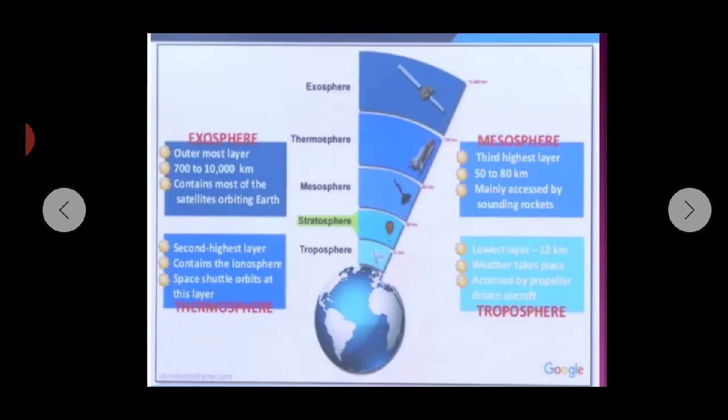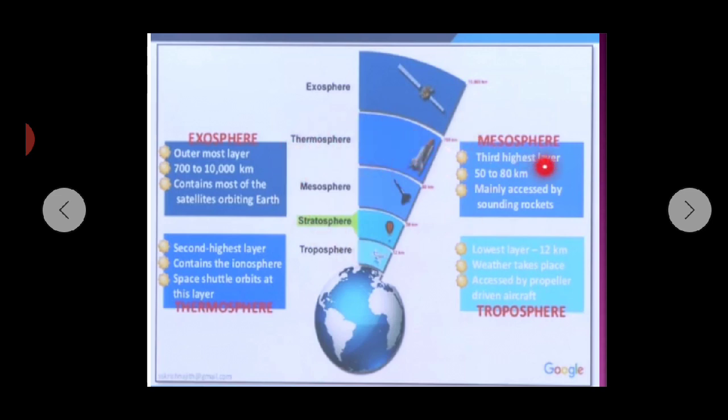Now you need to understand which are the different types of layers in the atmosphere. The outermost layer is exosphere, then comes thermosphere, mesosphere, stratosphere, and troposphere. So exosphere is the outermost layer. It contains most of the satellites orbiting around the earth. The second one is thermosphere. It is the second highest layer, contains the ionosphere. Space shuttle orbits around this layer.